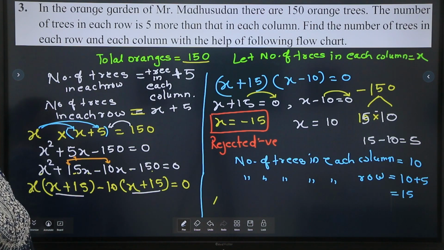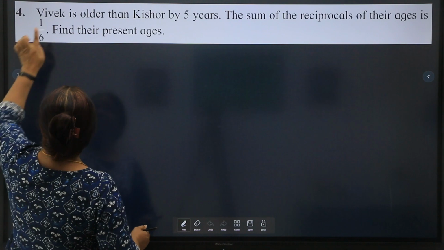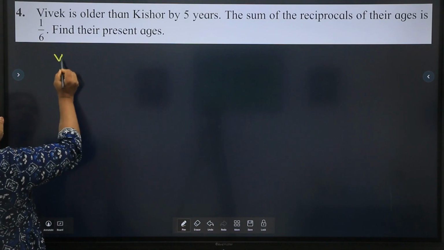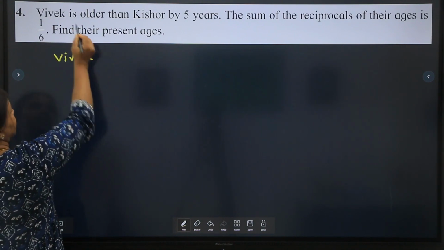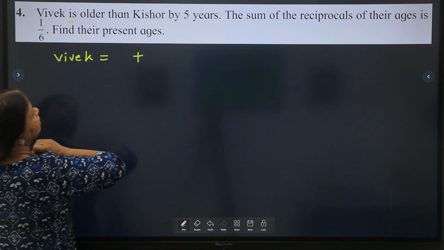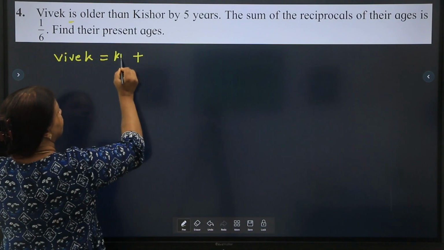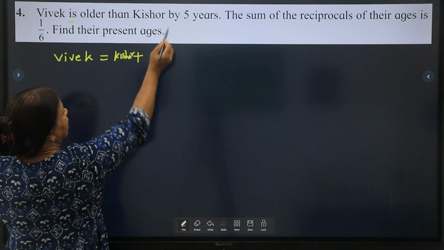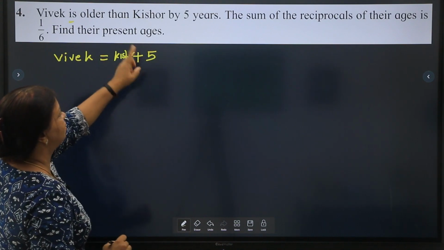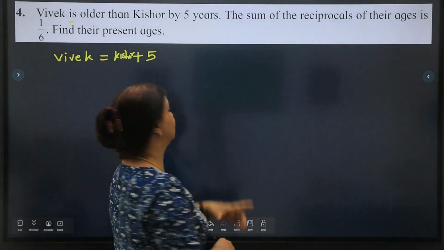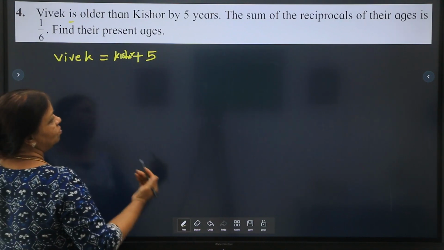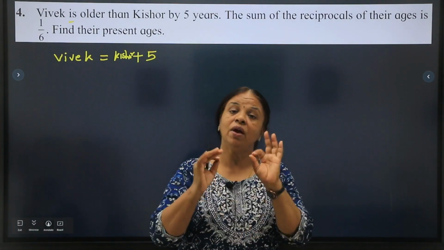Let us move to the next question. The fourth sum says Vivek is, okay. So, Vivek is means equal to, older means plus, than Kishore, older than Kishore by how many years? 5 years. Vivek is older, so plus; if younger would be there, then I would have written minus. Vivek is older than Kishore by 5 years, and the sum of their reciprocals of, okay, let us now assume, fine.